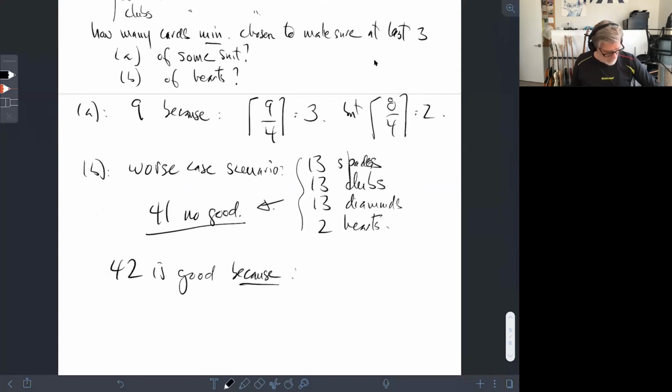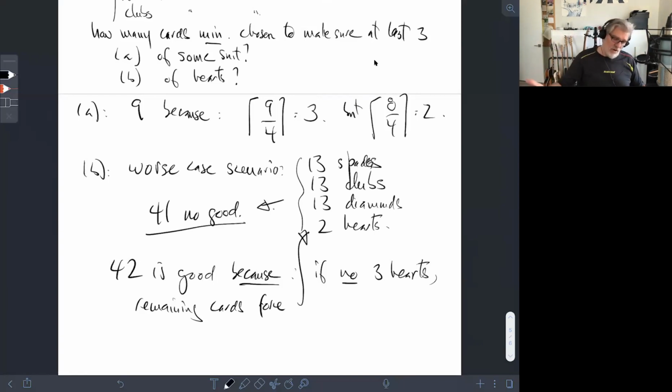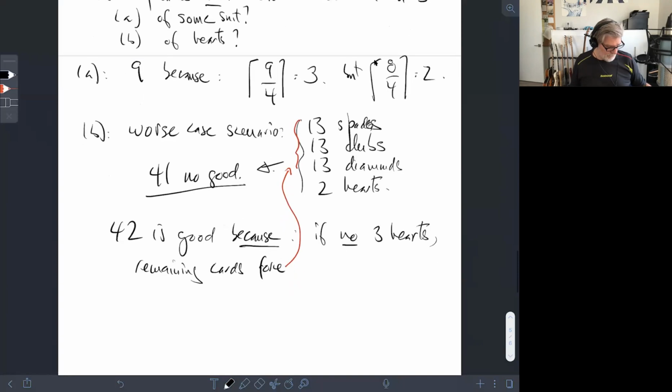because if no 3 hearts, right? So if you look at what remains, the remaining cards force this whole thing. You'll have to take all spades, all clubs, all diamonds, and 2 hearts, but at least 3 hearts, right? It's impossible to have 42 cards without having 3 hearts. Okay. I should actually point here like this. That's better. Okay, so 42 is the number you're looking for. If you pick any 42 cards, you know that you have 3 hearts in those 42 cards. Okay, at least.